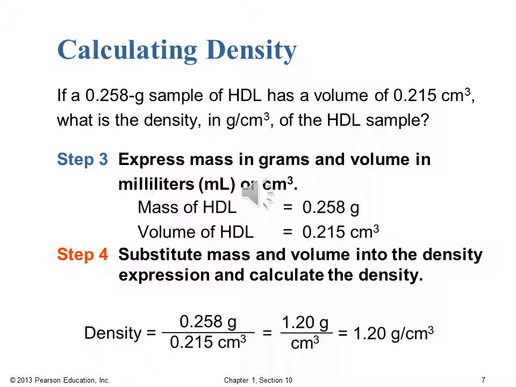It's always possible you'll have unit conversions that you'll have to be concerned with, but for now, things were nice and easy, so we can move on to step 4, where we substitute mass and volume into the density expression and calculate that final density. So density in this case equals 0.258 grams of HDL sample divided by a volume of 0.215 cubic centimeters of that HDL sample, and that gives an overall density of 1.20 grams per cubic centimeter, which we rearrange from a fraction to the more standard 1.20 grams per cubic centimeter answer at the end.